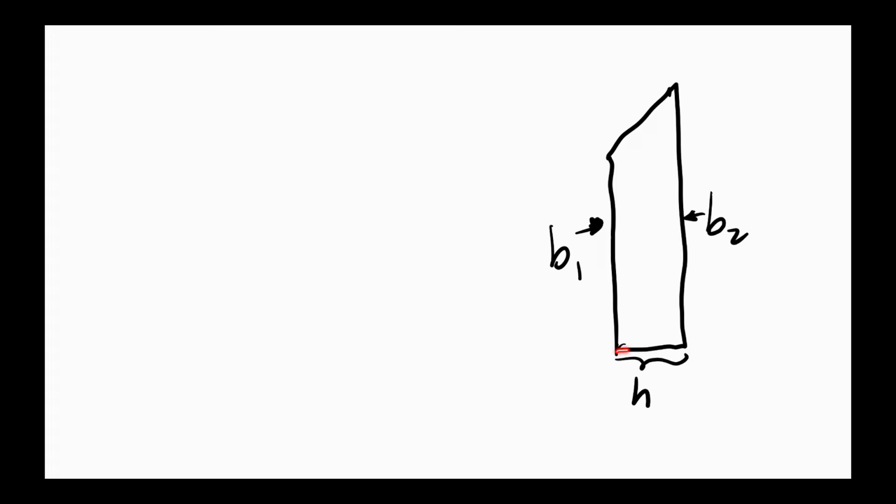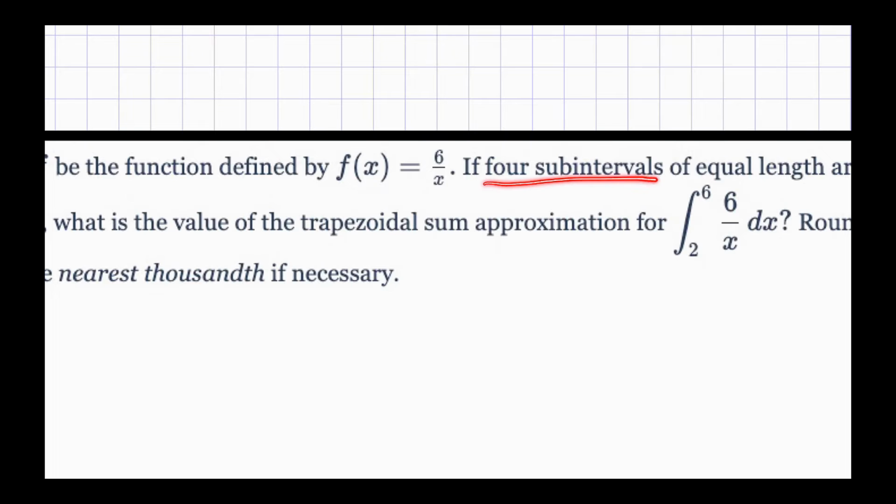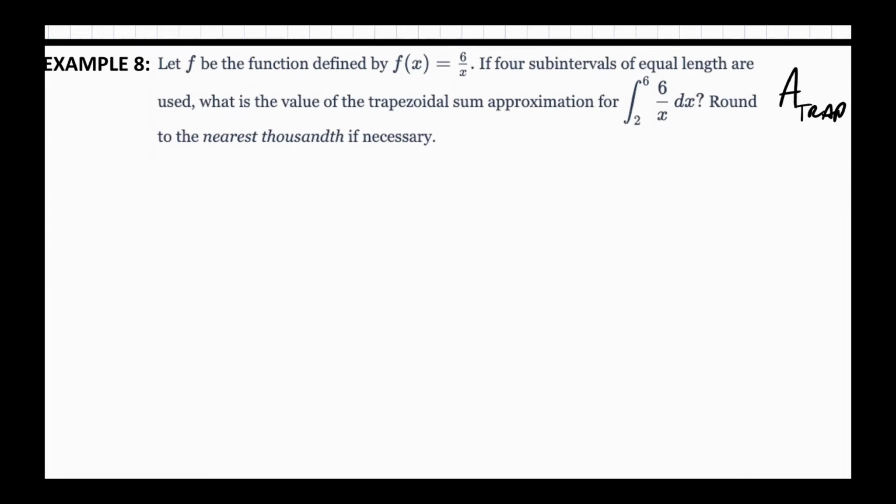So this is always going to be the same. We're going to try to make this always the same, right? Notice in the question, though, it says 4 equal subintervals, equal length, right? So equal length means they all have to be the same width.